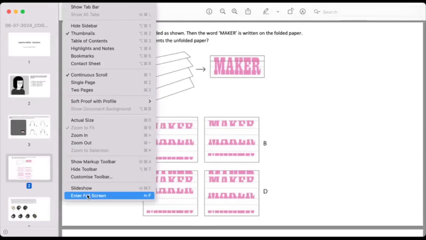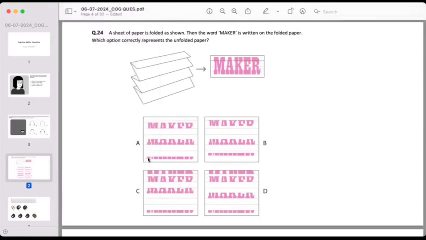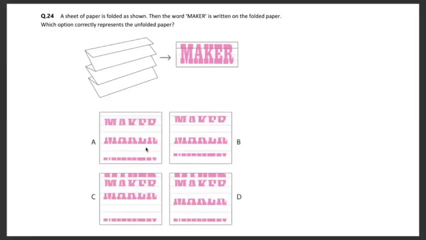Now we'll move to the next part. Here, you're provided a sheet of paper that is folded as shown in the figure. There is a word written on it, not marker, sorry, but the word maker, as shown in the figure. What you have to find is which option correctly represents the paper when it is unfolded.